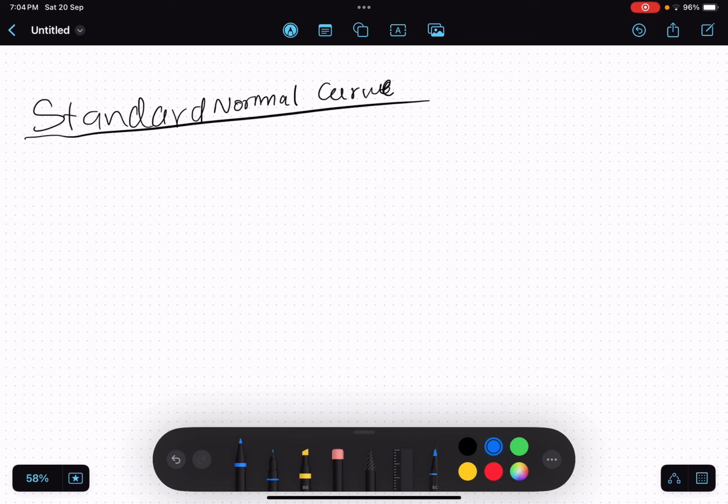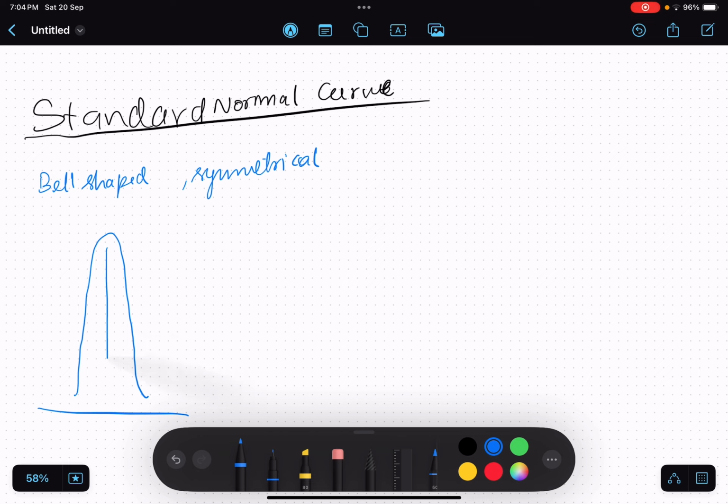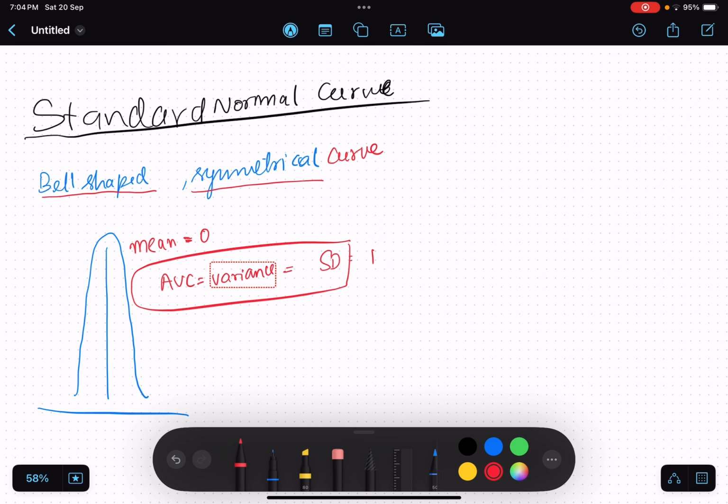Imagine if a curve is said to be bell shaped and symmetrical. It is your standard normal curve. Here remember these points. In the standard normal curve, the mean is equal to 0. The area under the curve, the variance and the standard deviation will all be equal to 1.